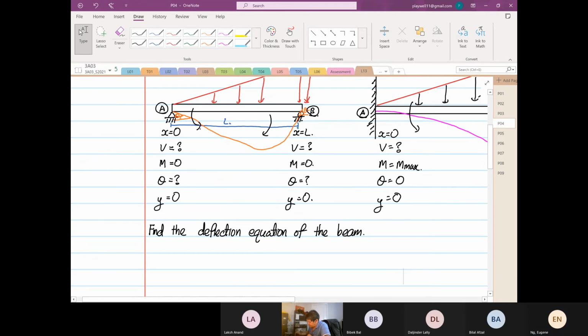If we look over here, how many boundary conditions do we have? We have boundary condition number 1, boundary condition number 2, boundary condition number 3, and boundary condition number 4. It's good news if you have 4 boundary conditions. If you have 3 boundary conditions, start to panic. More than 4 is okay, less than 4 is not very good.